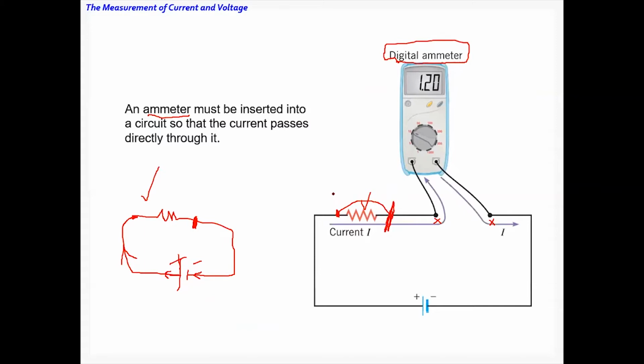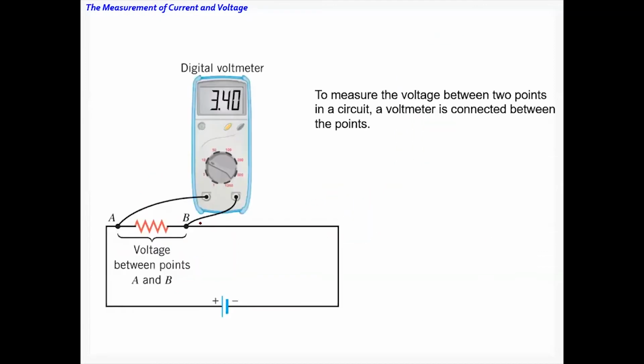Okay, so let's say this is A point and the other one is B point. If you want to measure the voltage between A and B, then how do you do the measurement? For the current, you just break it here, make two points like this and that, and you do the measurement. For the voltage, you don't have to break the circuit. You just put the voltmeter between these 2 points.